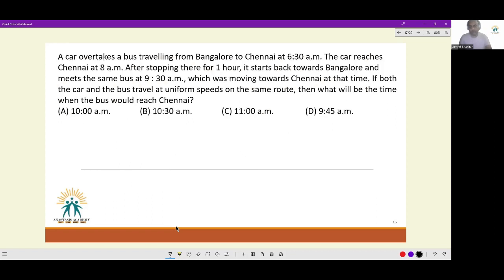Okay. Next, a car overtakes a bus traveling from Bangalore to Chennai at 6:30 a.m. The car reaches Chennai at 8 a.m. After stopping there for 1 hour, it starts back towards Bangalore and meets the same bus at 9:30 a.m., which was moving towards Chennai at the time. If both the car and bus travel at uniform speeds on the route, what will be the time the bus would reach Chennai? Okay.